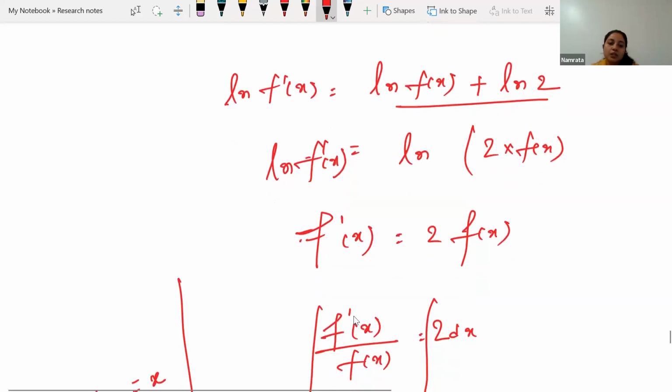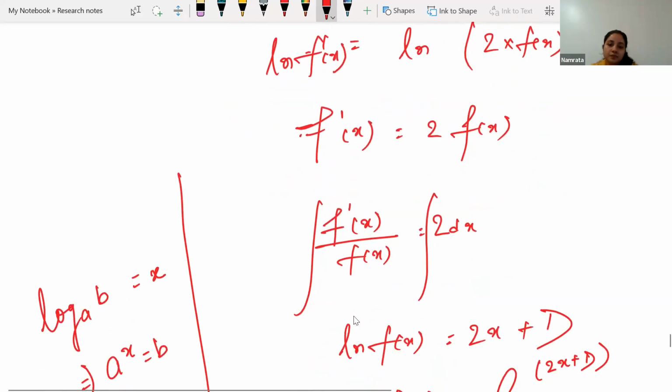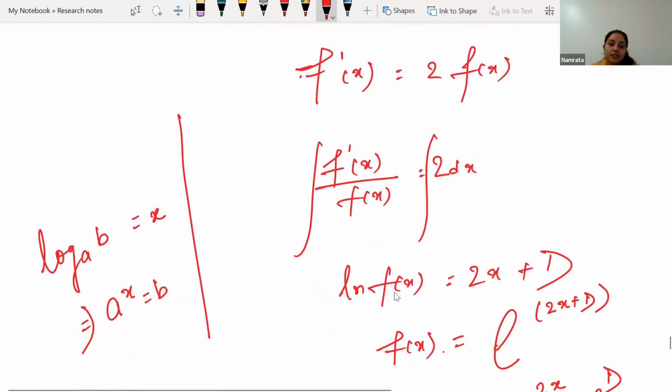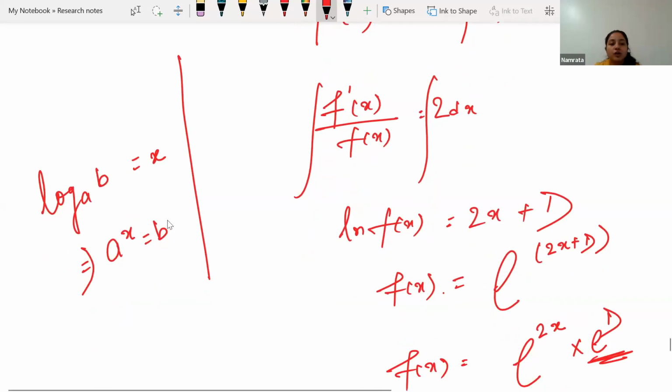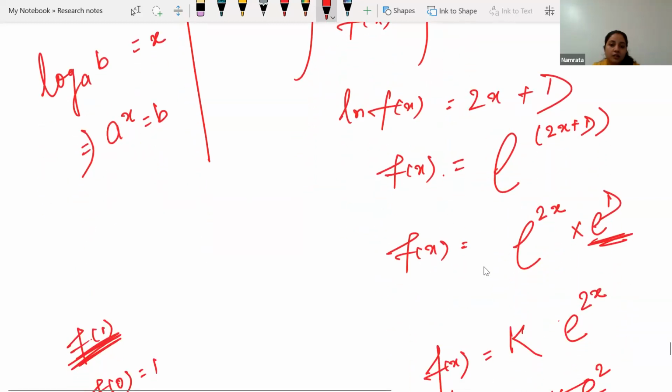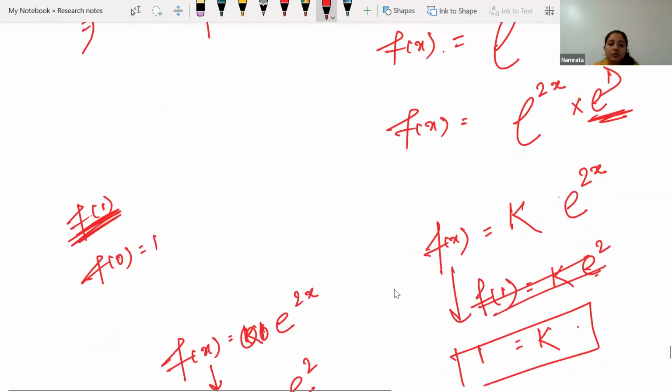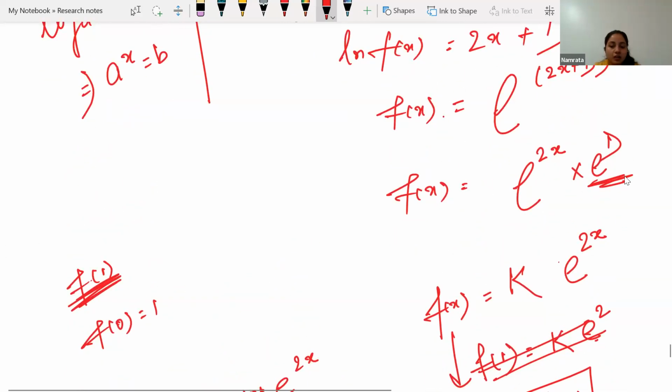Again we are doing the integration. After that these are the steps which we are performing over here, that is ln f of x is equal to 2x plus a constant. C constant we have taken, so to avoid the confusion we are taking d as a constant. Now the property of logarithm to exponent form, we are writing it like that. This exponent form we have written by using the natural log, and we are again using the given condition to find the constant.